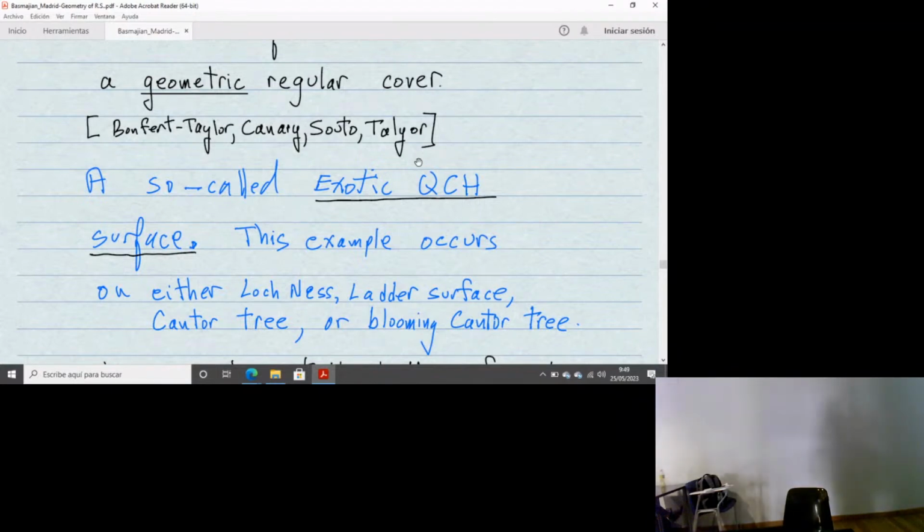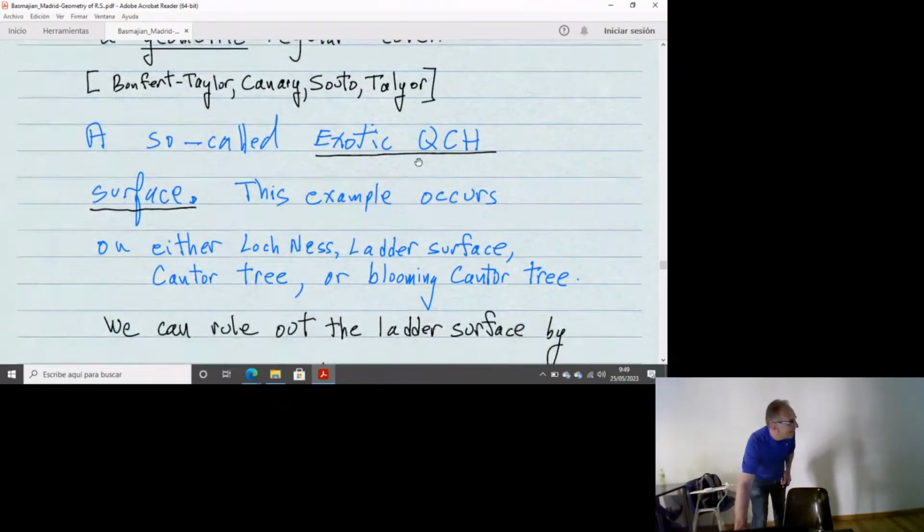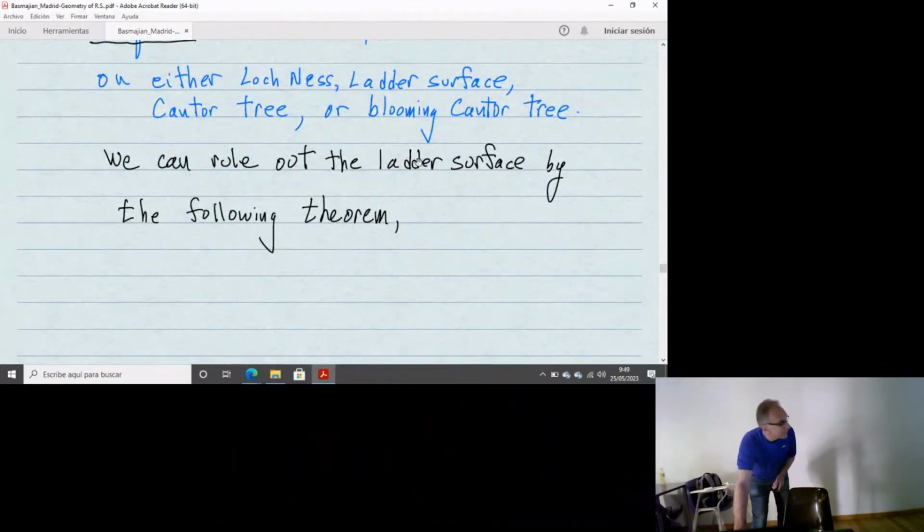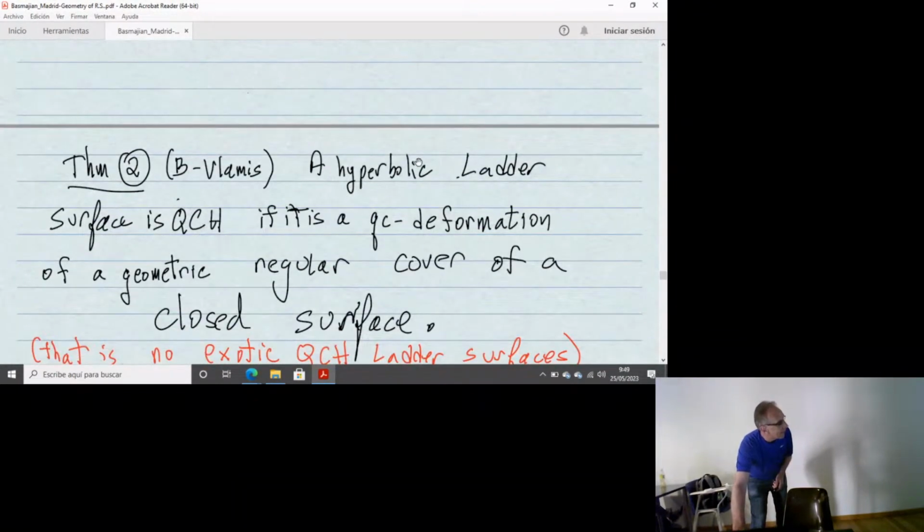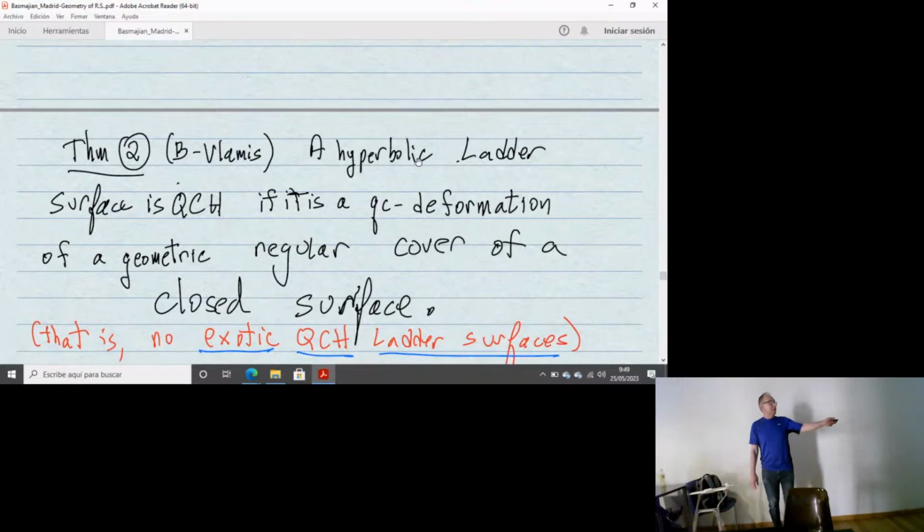But I'm here to tell you that we can rule out the ladder surface, and that's the content of this last theorem. If you have a ladder surface, so topologically a ladder surface with a hyperbolic metric that's QCH, then it is the QC deformation of a geometric regular cover. So the QCH structure cannot be exotic. Does that statement make sense?